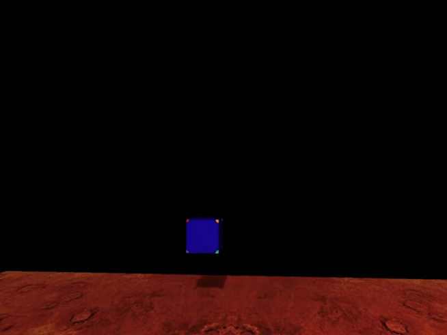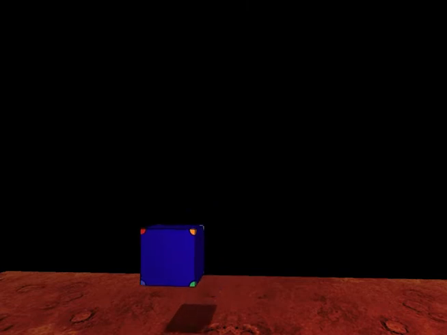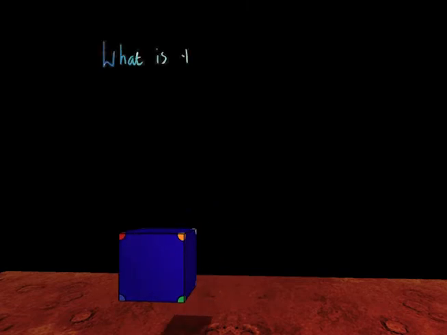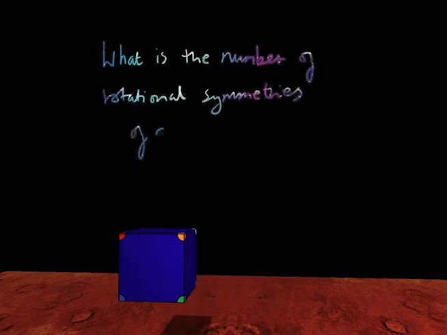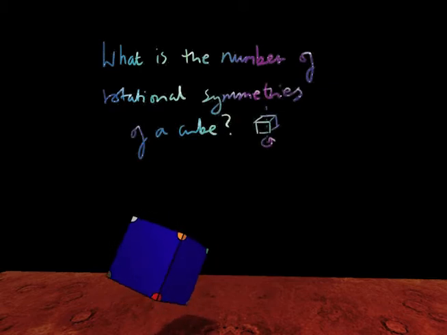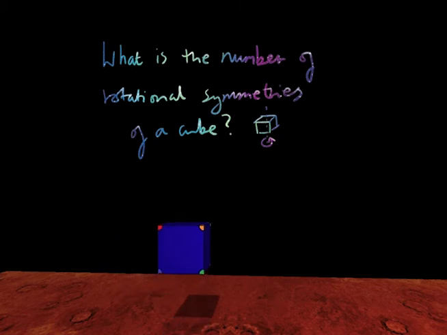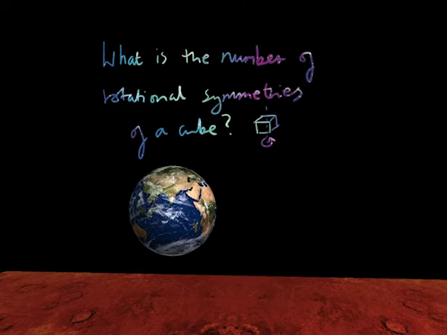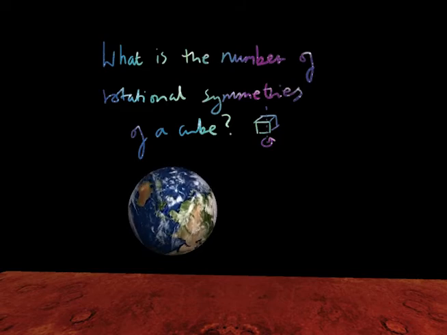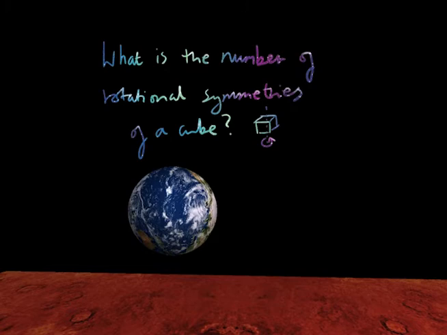Let's use this theorem to answer a question. What is the number of rotational symmetries of a cube? For a 3D shape, rotations combine to make rotations. For example, if the Earth went crazy and got knocked off its axis somehow, it could be spun back to its original position with just one rotation.